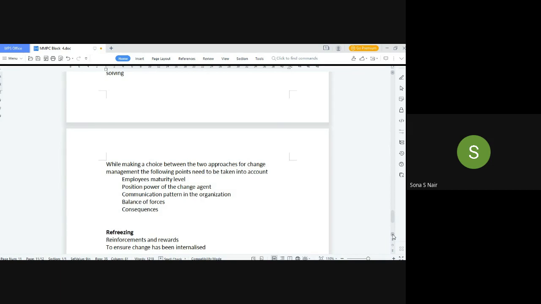Consequences for the change also need to be worked out. It is quite possible that the change on which you are embarking, the benefits of that change might not be that great. So when the benefits are not that great, should you be rocking the boat? Those things need to be taken into consideration.